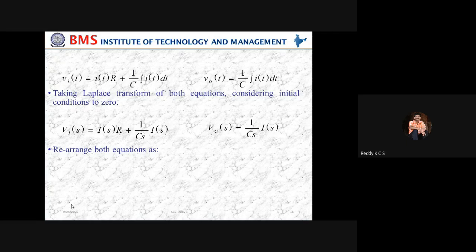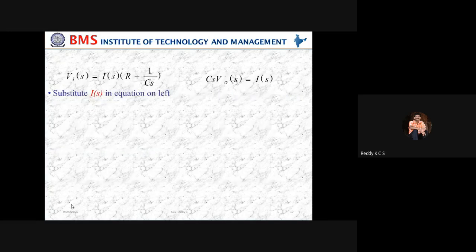Now rearranging these two equations, we can take out the common term I(s) in the Vi equation, and in the Vo equation also we can write it like this. Then substituting this I(s) into the other equation, we get Vi(s) = Cs Vo(s) (R + 1/Cs).